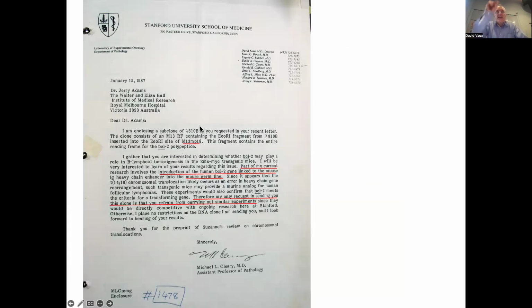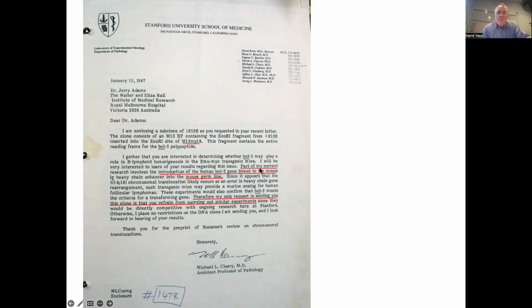BCL2 gene in a little test tube, but he also wrote this letter. He says, dear Dr. Adams, I'm enclosing a subclone, in this single-stranded viral sequencing vector, M13, and it encodes the entire reading frame for the BCL2 polypeptide. I gather that you're interested in determining whether BCL2 may play a role in B lymphoid tumorigenesis in the E-mu-MYC transgenic mice, to see whether BCL2 and MYC might cooperate. But I will be very interested to learn of your results regarding this issue.